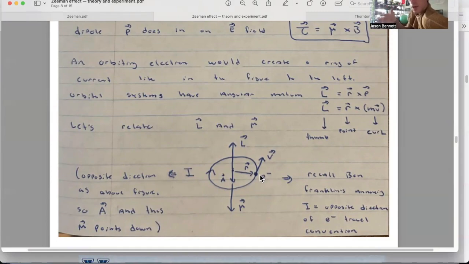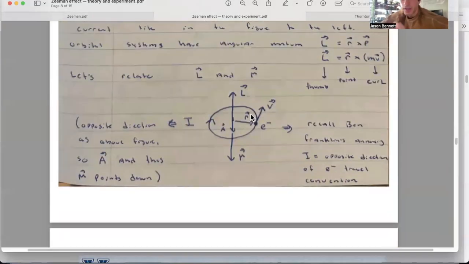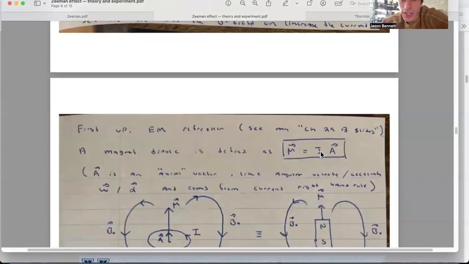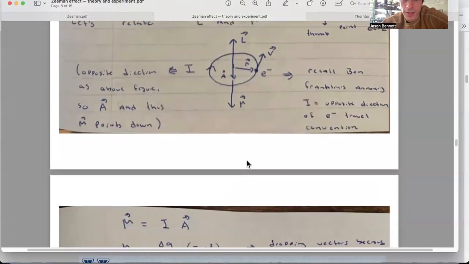So L goes up, but based on the direction of our current, if we use the same current right-hand rule, I'm curling my thumb with the current, and the axial vector would point down. So now we're realizing that the angular momentum and the magnetic moment are opposite to each other. What we're going to do now is start with this equation and try to express it in terms of the angular momentum of the orbiting electron. So let's start plugging some of these things in.